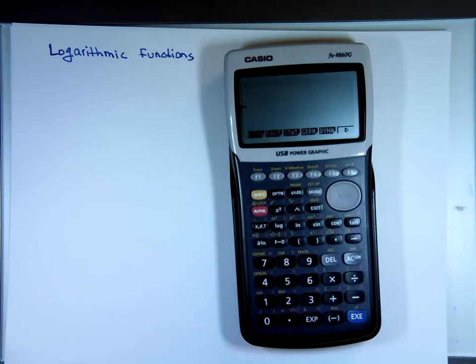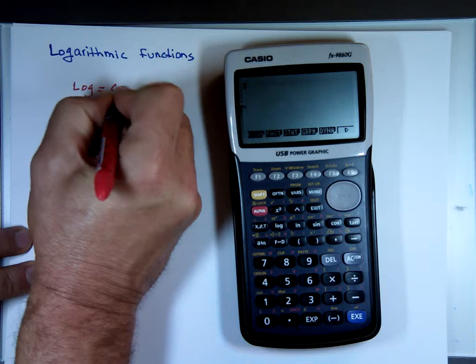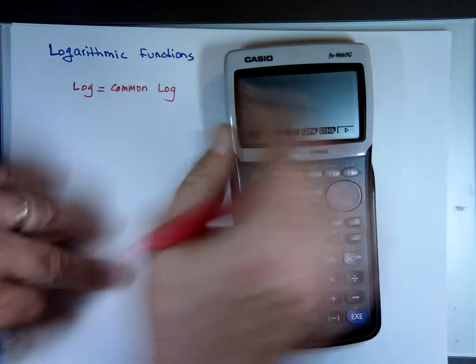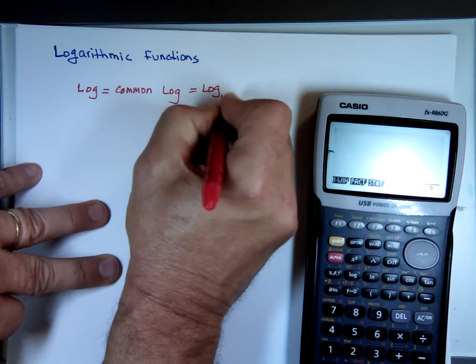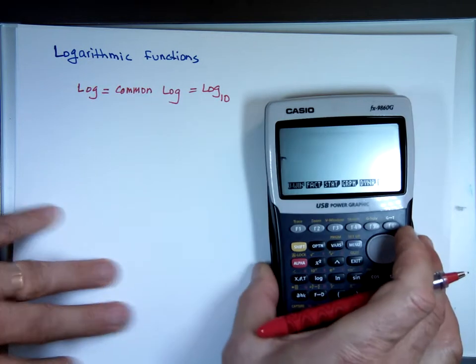Every calculator should have these buttons, the log and the ln. The log is actually known as the common log. When you see the word log on the calculator, that's called the common log. What does that mean? That is actually log base 10. We'll talk about the base shortly, but I want to get them out of the way quickly.